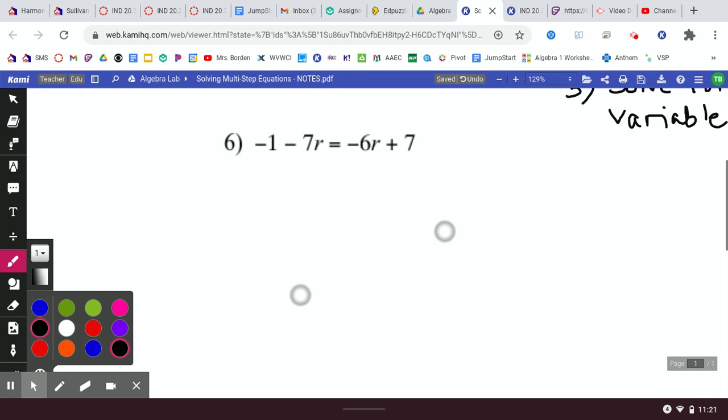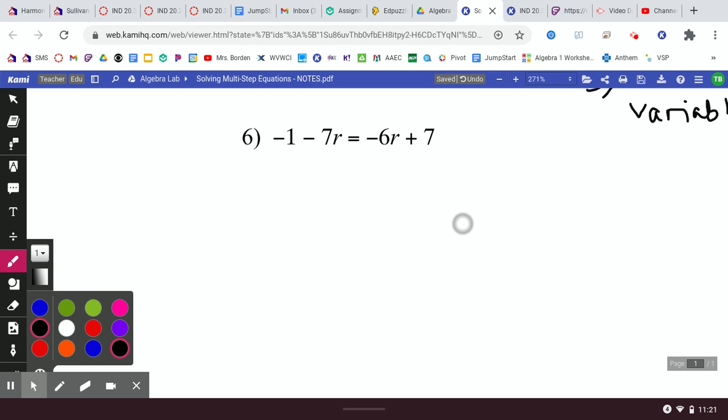All right, so let's look at this one. I'll give you a second to get this one written down. All right, so first step is to look and see if there's anything I can combine on the left. I have -1 and minus 7r. Those aren't like terms. One has an r, one doesn't, so nothing over there. Look on the right. I have -6r and 7. Again, nothing to combine. One has an r, one doesn't, so they're not like terms. So I can skip step 1.